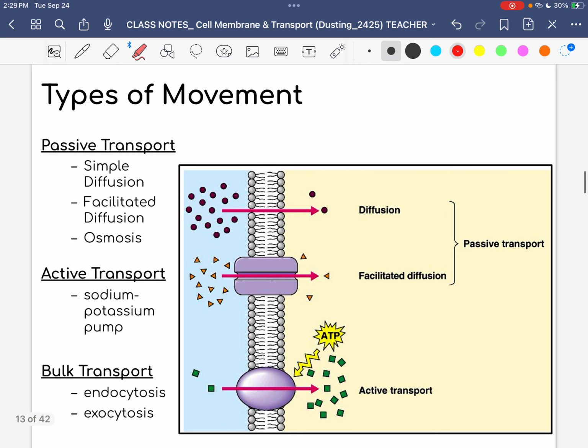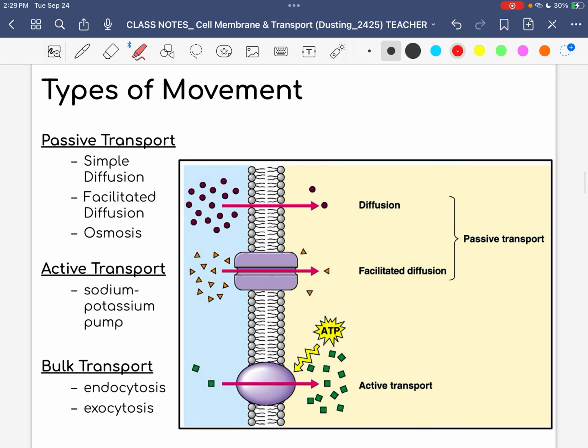Okay, so there are different types of transport across the cell membrane, and we're going to talk about the types of diffusion today. So we're going to talk about simple diffusion and facilitated diffusion, and these are examples of passive transport. The other type of passive transport is osmosis, but we're going to leave this for another talk.